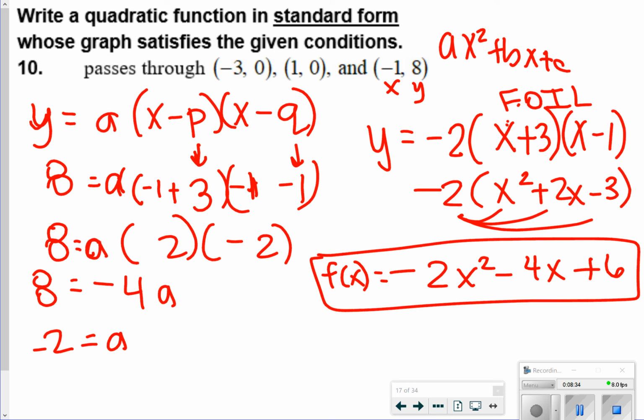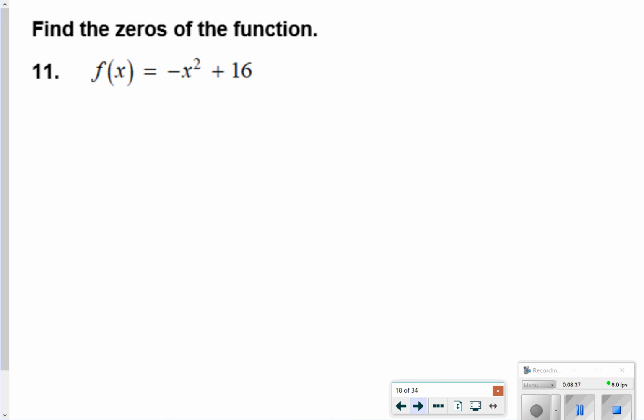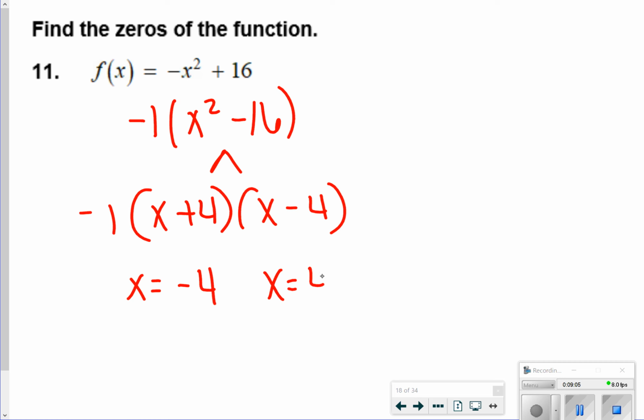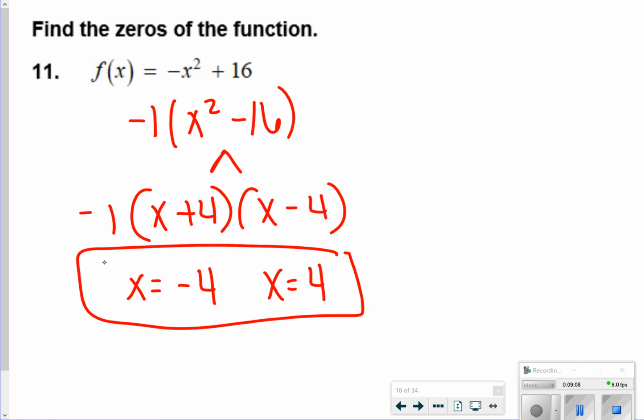Okay. The next piece is we're just going to find our zeros. What I did first is I factored out a negative 1 because I don't want a to equal negative 1. So when I factor out a negative 1, I'm going to get x squared minus 16, and then I notice that's the difference of 2 squares. X plus 4 times x minus 4. Still can keep the negative 1 on the outside, but basically x would be equal to negative 4 and x would be equal to positive 4. We can't include the negative 1 because negative 1 does not equal 0.